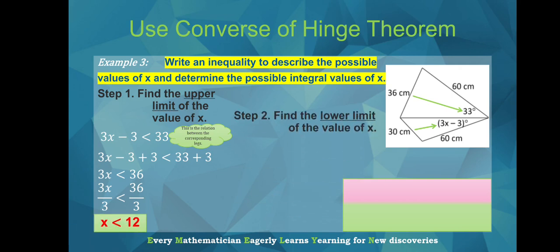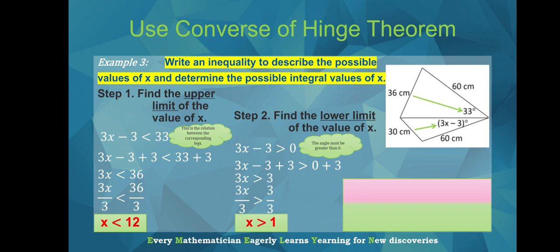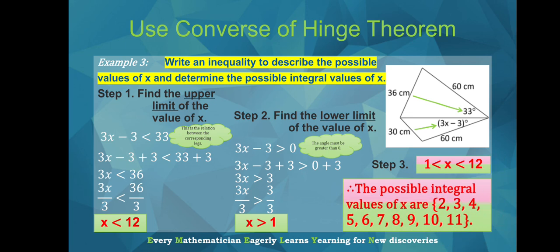Second step, find the lower limit or the lowest possible value of x. Note that, the angle must be greater than 0. So, to write an inequality, 3x minus 3 is greater than 0. Add both sides by 3, we get, 3x is greater than 3. Divide both sides by 3. X is greater than 1. Last step, write the compound inequality. X is greater than 1 but less than 12, which means that the possible integral values of x are 2, 3, 4, 5, up to 11.